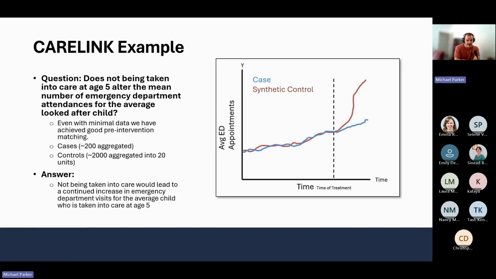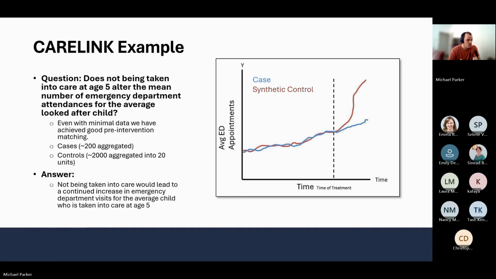So what I did to achieve this was I took 200 children who went into care at age 5, and I took 2,000 controls that were matched and were born in the same years as our cases. Obviously, they didn't go into care, so they didn't need to be matched on that. And I aggregated those 2,000 children into 20 units. So there were 50 units, 50 children within each unit, and I took the average data every year for each of those children. And I ran the synthetic control method.